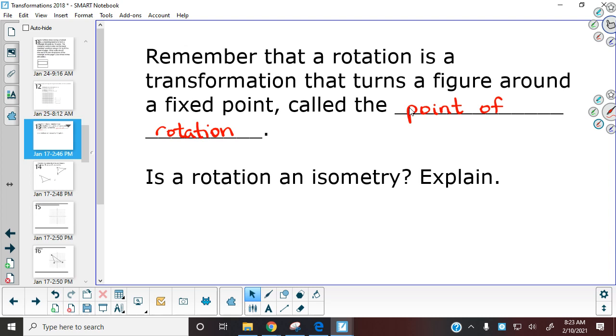Now, the question this asks you is: is a rotation an isometry? If you reflect back to the very first day, an isometry does not change the shape or size of a figure. A rotation doesn't change the shape or size of the figure, it just changes the location of the figure. And so, yes, a rotation is considered an isometry.